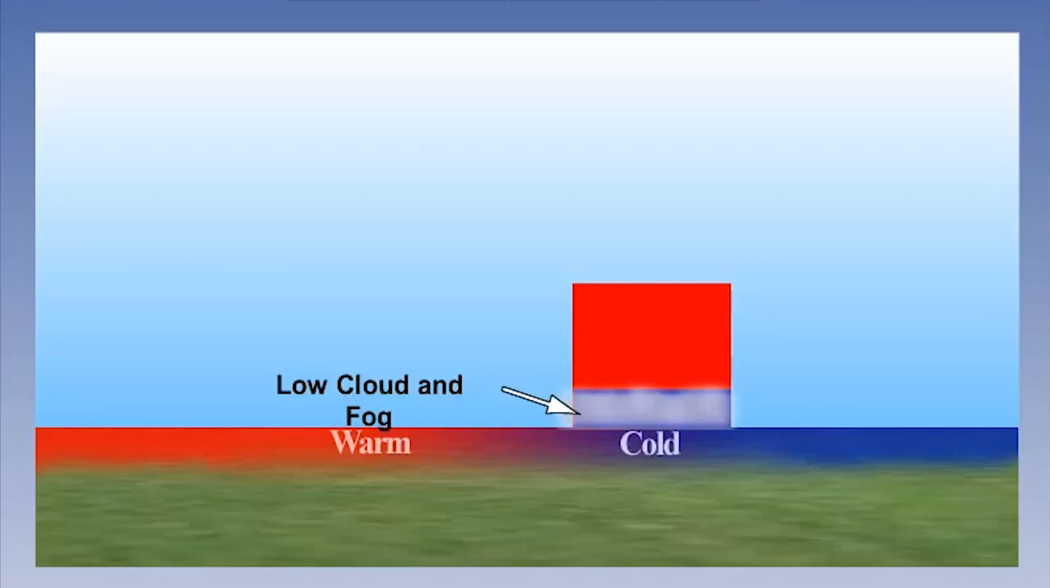However, this is only happening at the surface. The rest of the warm sector above hasn't been cooling, and would therefore be mostly clear of cloud and weather.